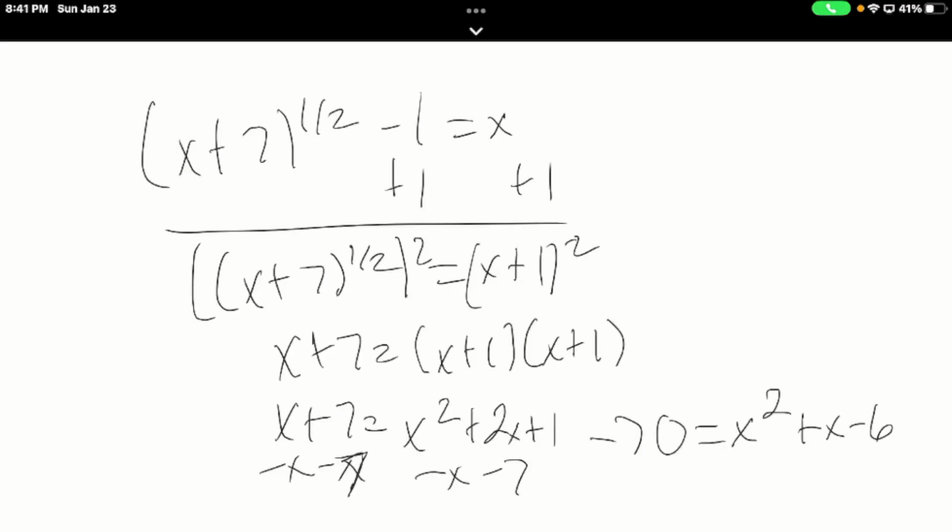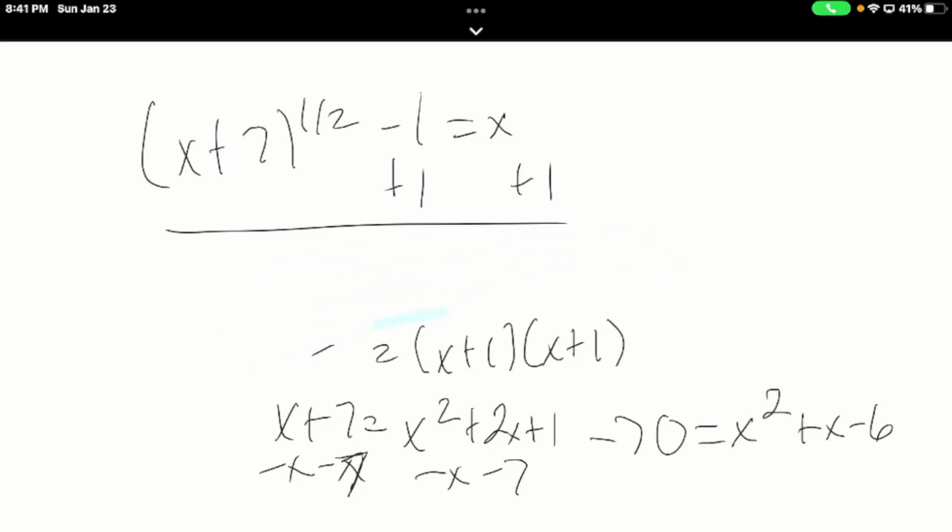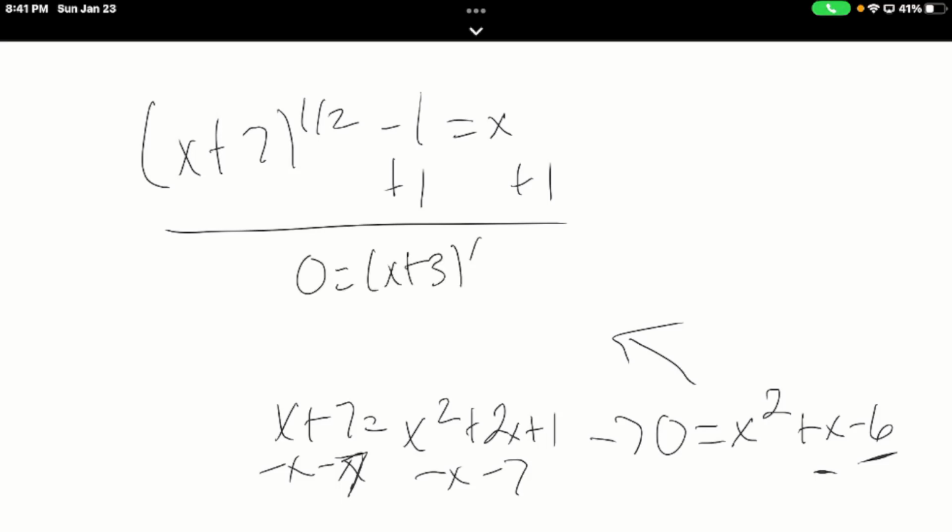This factors. Oh, I just erased it all. This factors, in fact, very nicely. Moving up to the top over here. Factors of negative 6 that add up to 1. Well, that goes to x plus 3, x minus 2. Setting those both equal to 0, I get x equals negative 3 and 2. In fact, only 2 works in this. So you'll plug both of them back in. You'll see that negative 3 doesn't work. 2 is the only one that works.